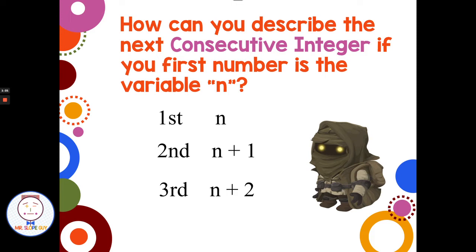So no matter what number I started with, if I started with 5, 5 plus 1 is 6, 5 plus 2 is 7. I'd have 5, 6, 7. Or if I started with 100, 100 plus 1 would be 101, 100 plus 2 would be 102. So the relationship between a number and its next consecutive number would be n and n plus 1.